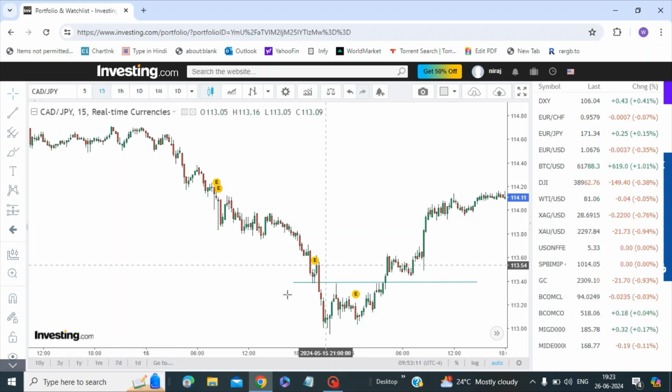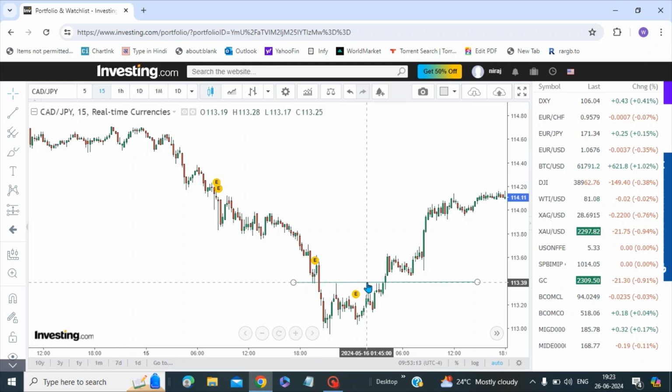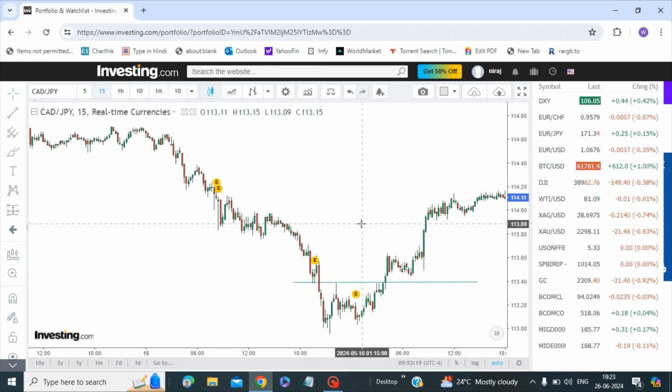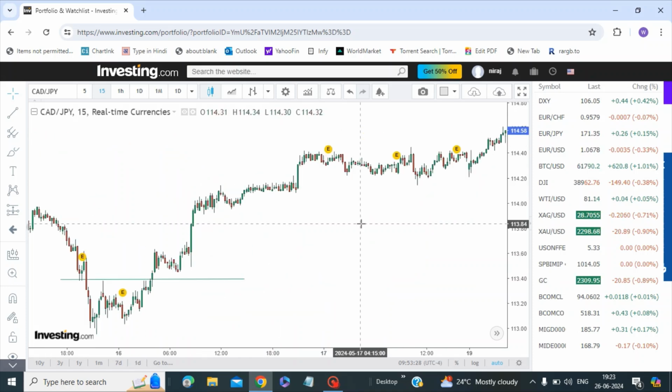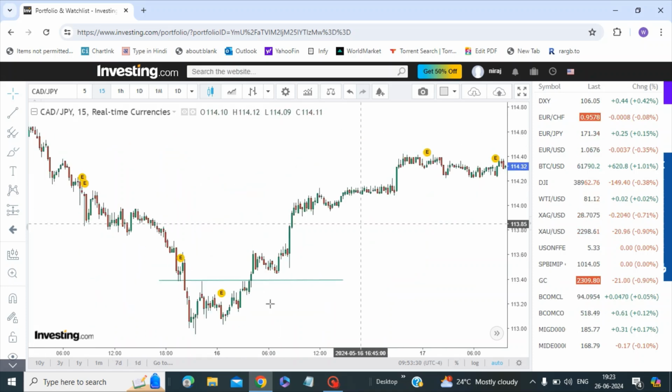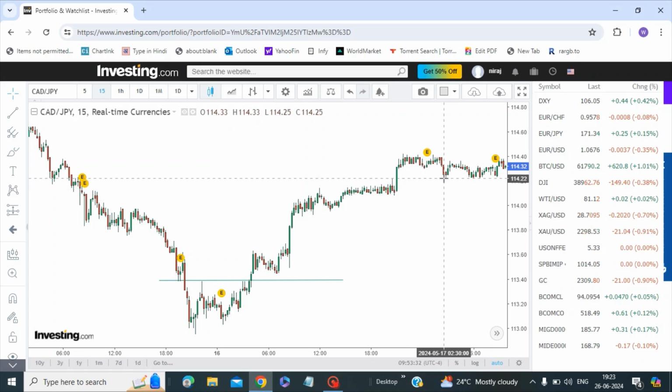And when this kind of pattern forms, you have to play very heavily. This pattern is not very frequent, but whenever it happens, it pays very well. So you can see the movement of the price. It's a very good reversal, and that has happened here.